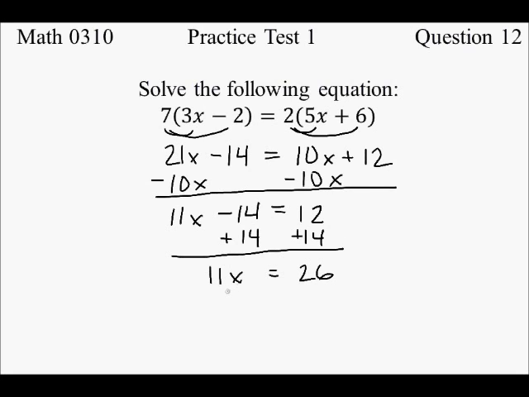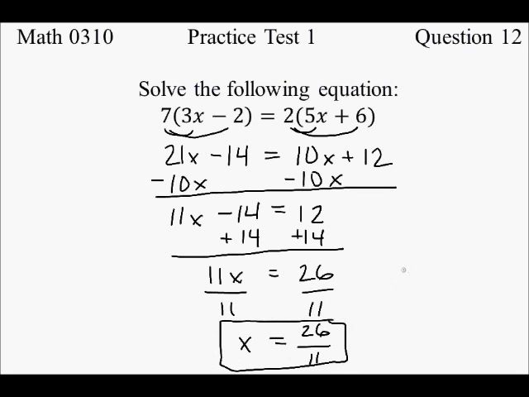11 times x, we just want x, so we need to do the opposite of times 11, which is divide by 11. And we divide by 11 on both sides. Here we have just x now, 1x there. And over here we have 26 over 11, so x equals 26 over 11 there. And that is answer choice B.